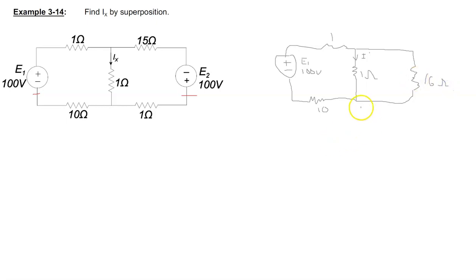ohms. Okay, so we have 1 in parallel with 16, and that is 1 times 16, so 16 over 1 plus 16, or 17. And that gives us 0.941.